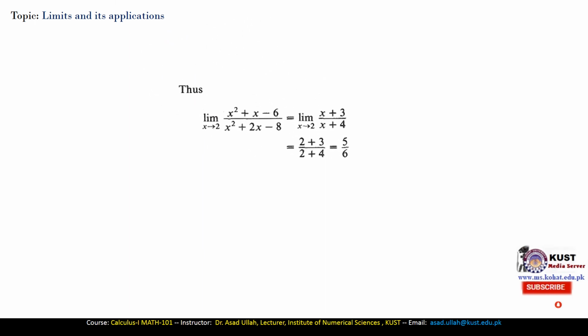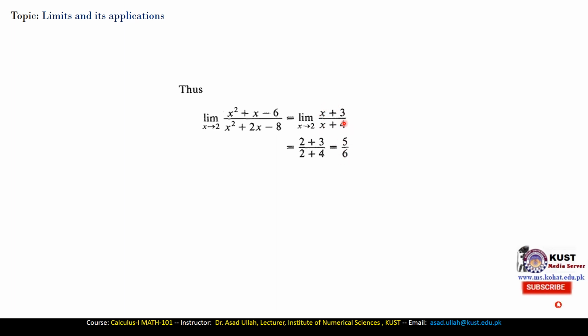Now, applying the limit as x tends to 2 on the function, that is x square plus x minus 6 divided by x square plus 2x minus 8, and since this is equal to x plus 3 divided by x plus 4, so we can also apply the limit on this function. So using the limit, we will get 2 plus 3 divided by 2 plus 4, which further is equal to 5 by 6. So the limit of this function is equal to 5 by 6.